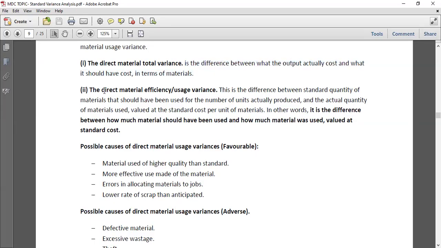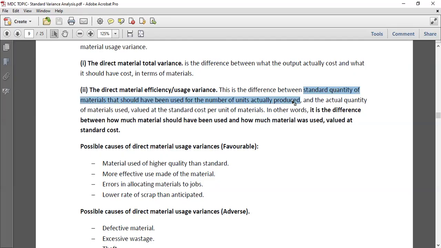But then we have what we call the direct material efficiency variance, okay? And they're telling us that this is the difference between the standard quantity of materials that should have been used for what was actually produced, okay?